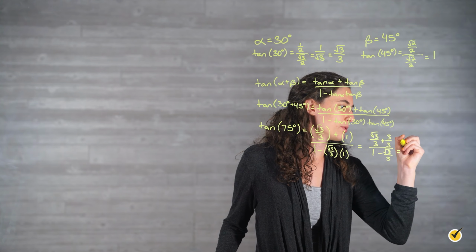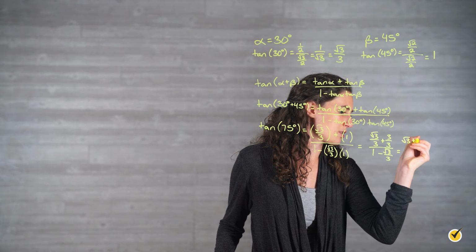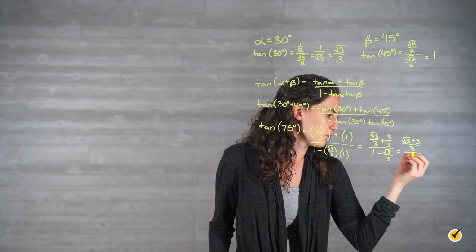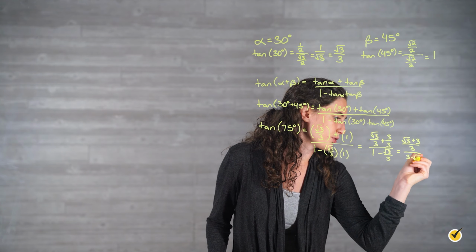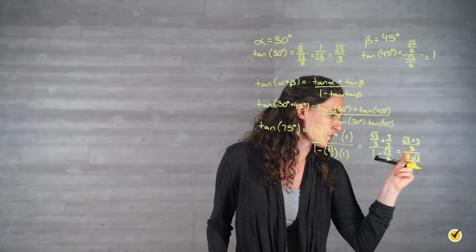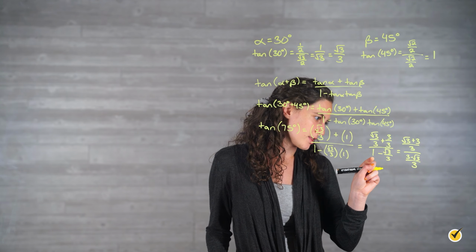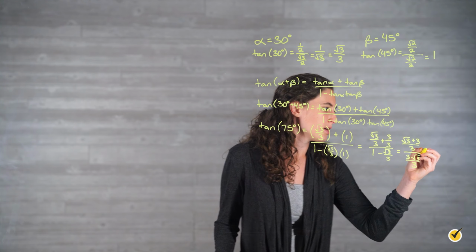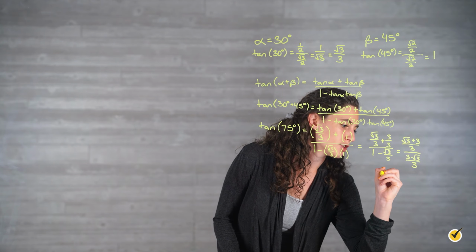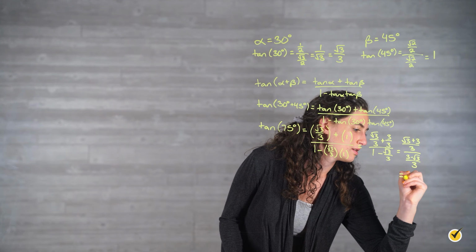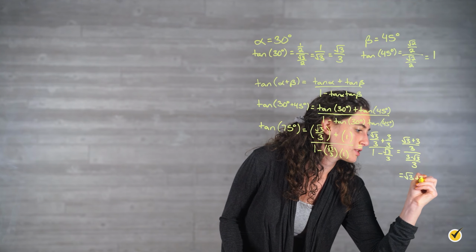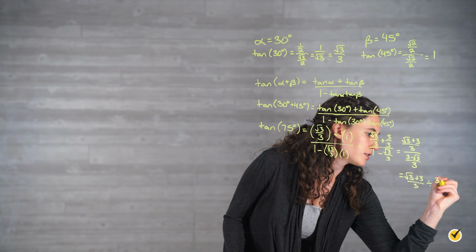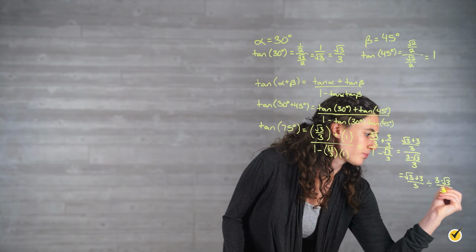Our numerator will simplify to the square root of 3 plus 3 over 3. And our denominator will simplify to 3 minus the square root of 3 over 3. This 3 minus came from the fact that 1 is the same as 3 over 3. So now we can turn this into division by saying the square root of 3 plus 3 over 3 divided by 3 minus the square root of 3 over 3.